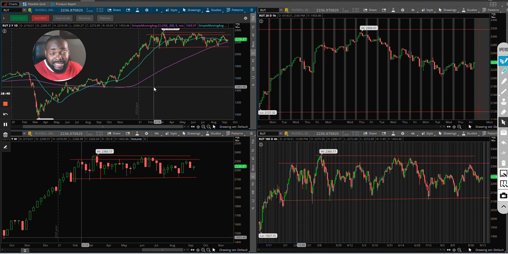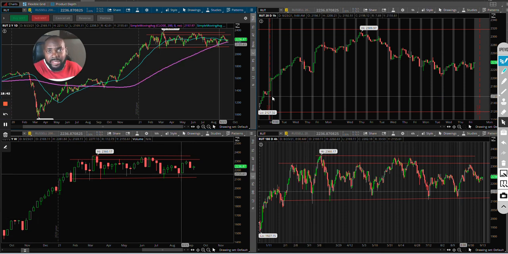All right, so guys, this is my weekly outlook on the overall market. This is how I'm looking at the price action for this week.